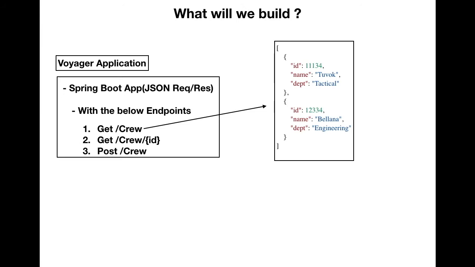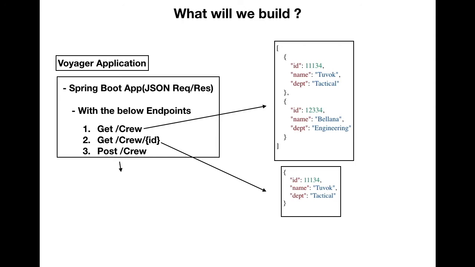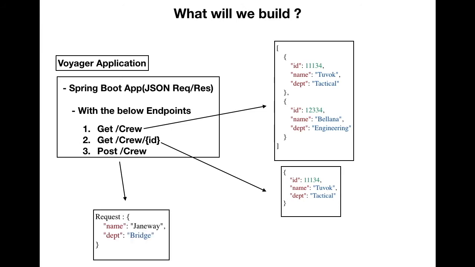So the response structure for the get crew will look something like that, and the response for the get crew ID will look something like that. Regarding the post crew, since it's a post call, it will have a request and a response. Your request will look like this. In the request for post crew, we'll be saving Janeway and the department as bridge, and the response that we'll get back is the same Janeway and the bridge as the value, and along with that the system will get back to us with an ID.